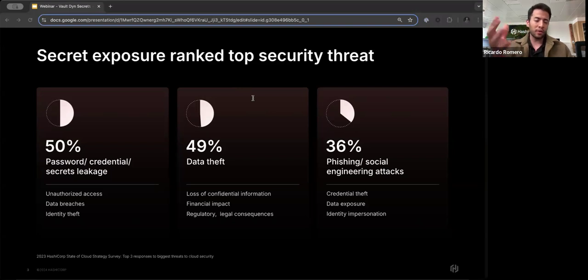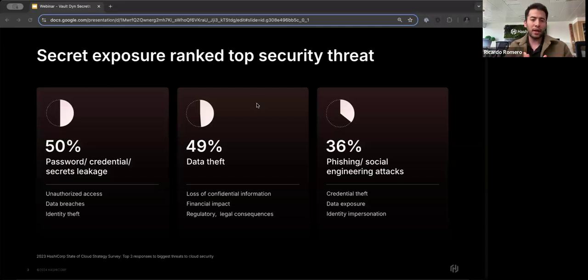We ran a survey last year at HashiCorp to ask a bunch of different companies and cloud leaders exactly this: what is your number one concern when it comes to adoption of cloud and cloud security in general? When respondents came back, they said that the number one concern, like we're seeing right now, is actually having their credentials and secrets exposed or leaked outside of the organization.